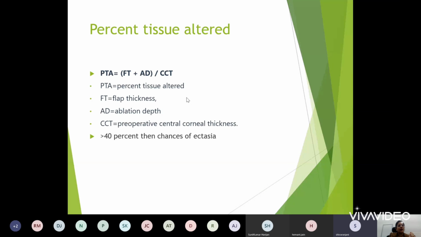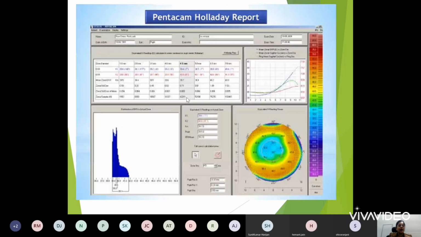Percentage tissue altered gives us the percentage, meaning flap thickness plus ablation depth divided by the central corneal thickness. If it is 40%, then there is a chance of ectasia post LASIK, so that patient shouldn't undergo LASIK surgery at all. Pentacam also gives us this Holladay report. It is very important. It incorporates Snell's law to calculate the refractive indices of the corneal tissue and aqueous humor and aggregates the values for anterior and posterior power. It helps for IOL power calculations for patients who have already had LASIK surgery.